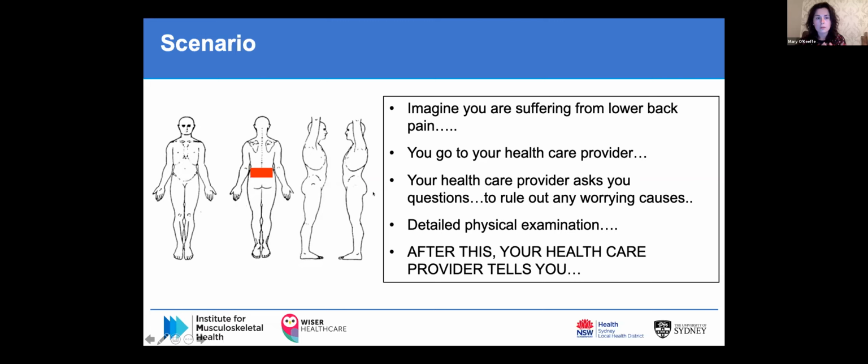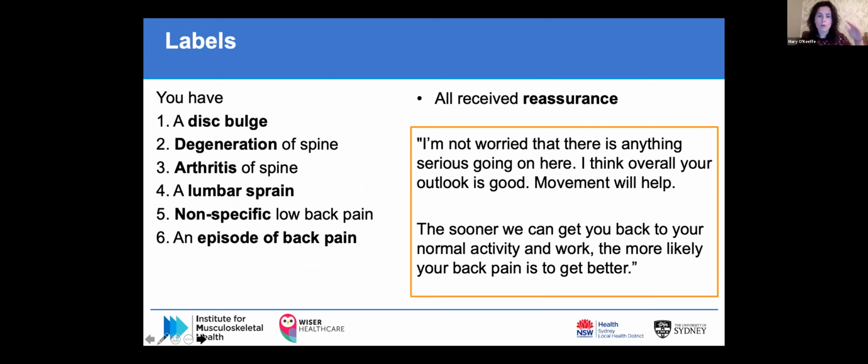At this stage of the trial, people were randomized to six different labels. In total, we had 1,375 people, and each person was randomized to receive one label. So it's six groups, with a different label for each group.